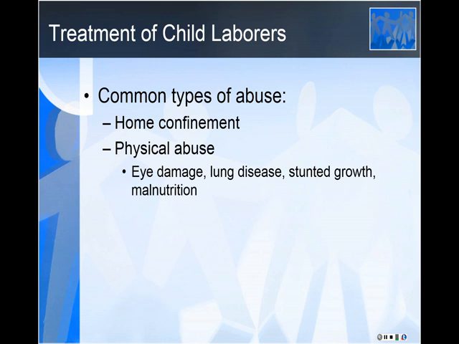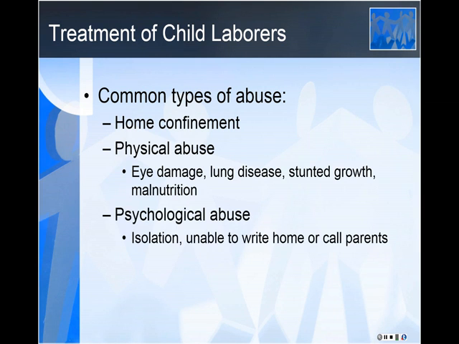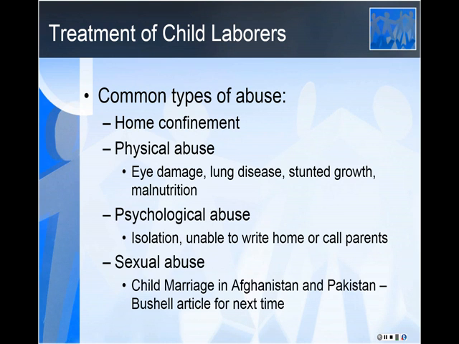When they are working in some of these manufacturing plants and working as carpet makers and beedi makers, they have eye damage, lung disease, stunted growth because they're tied physically to the loom or other types of equipment. They're malnourished. Obviously, they're isolated. They're unable to write home or call their parents, so this leads to psychological abuse. And many of these individuals are abused sexually. And so child marriage, for example, in Afghanistan and Pakistan. The Bushell article in the text talks about child marriages and what are the consequences of that.